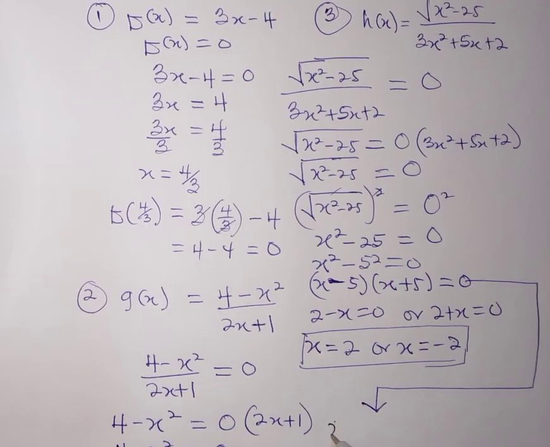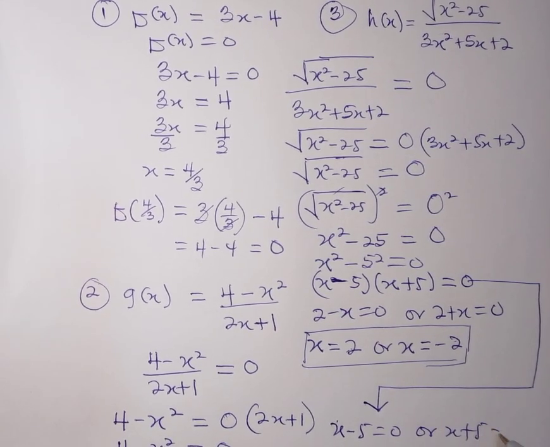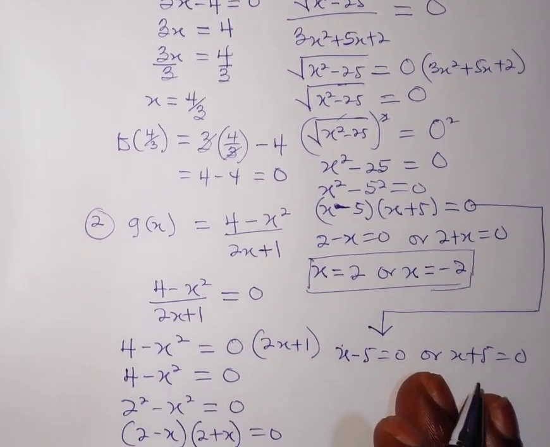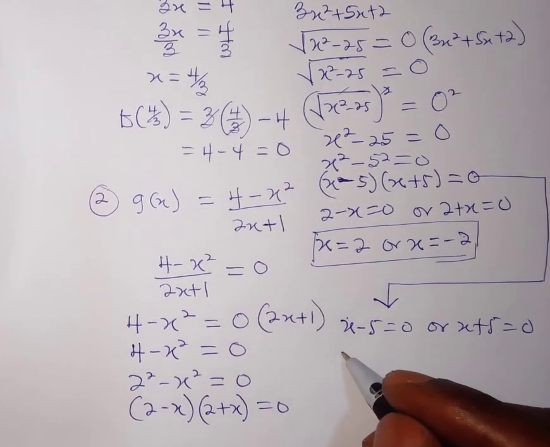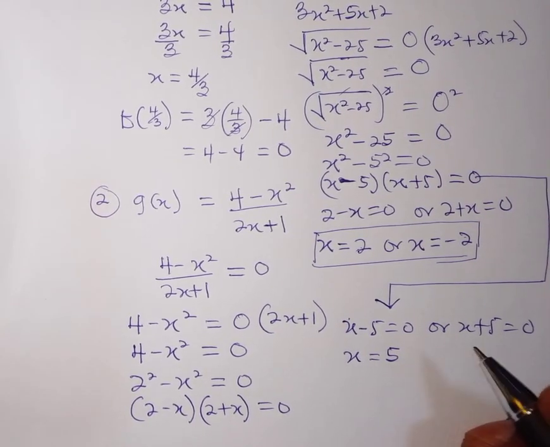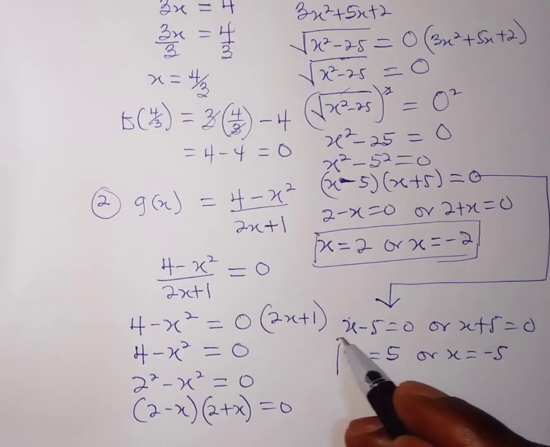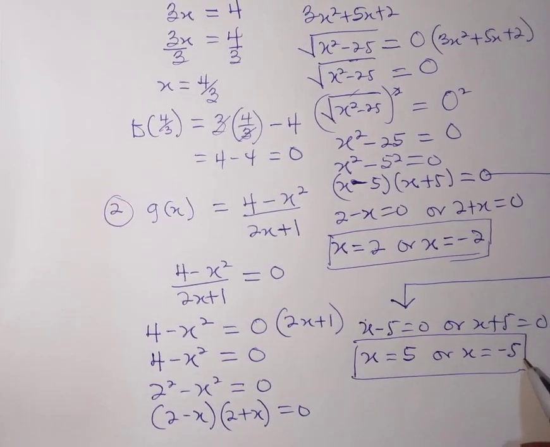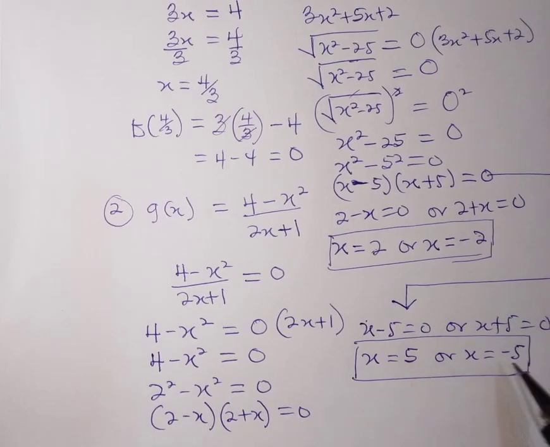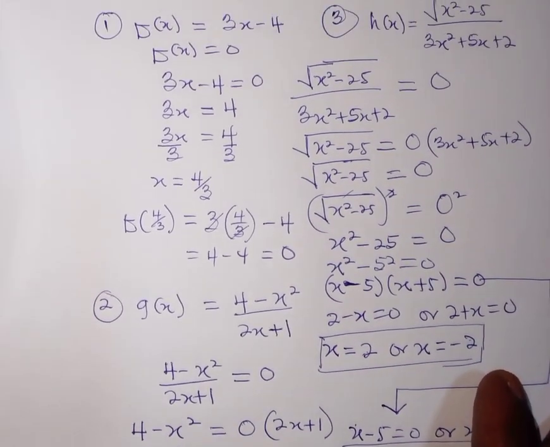Now it means I'm going to have x minus 5 is equal to 0, or x plus 5 is equal to 0. Okay, great. Then I have x is equal to 5, or x is equal to negative 5. So it means that these are also my zeros of that function. It means when I substitute any of these values there, I must get 0. So that is what we are talking about. Okay, so for zeros or roots of a function, it's not difficult, very basic.